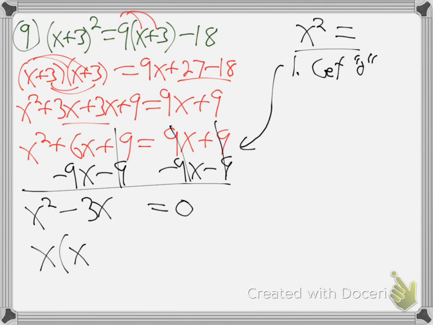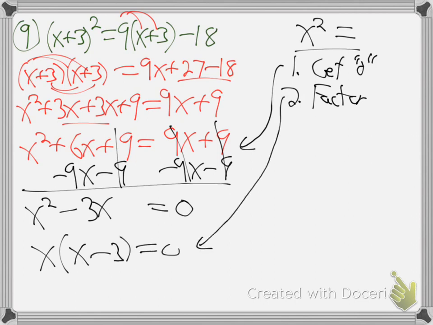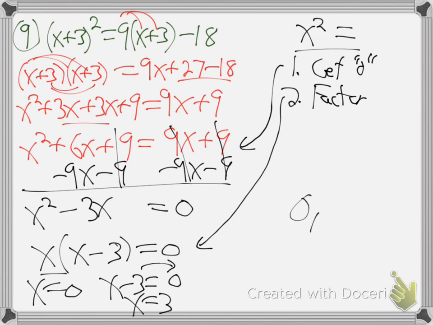Just factor out x, right? Because step 2 is factor. I mean, if you can, this one can factor. X times x minus 3, just take out an x. So then each one equals 0. X alone is 0, or x minus 3 equals 0. Jump it over. So x is 3. So the answers are 0 and 3. We're done. That one came out nicely.